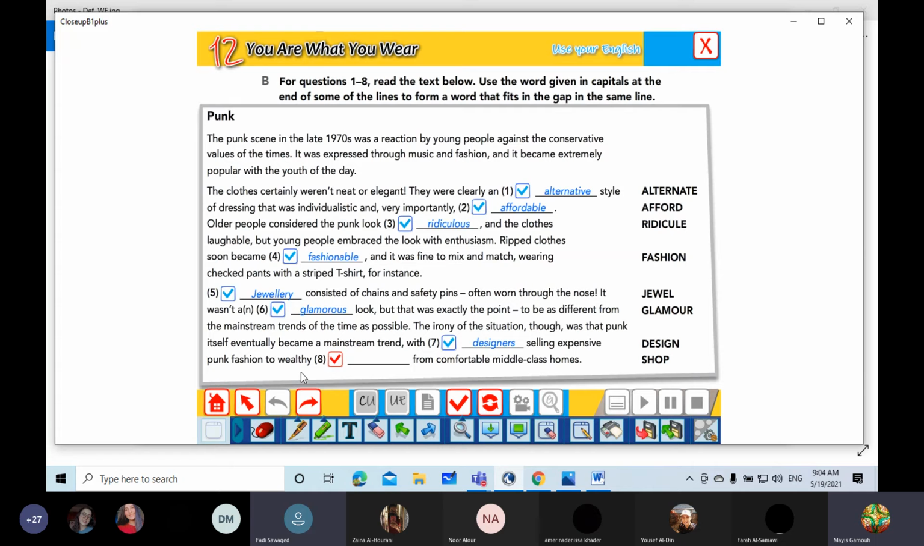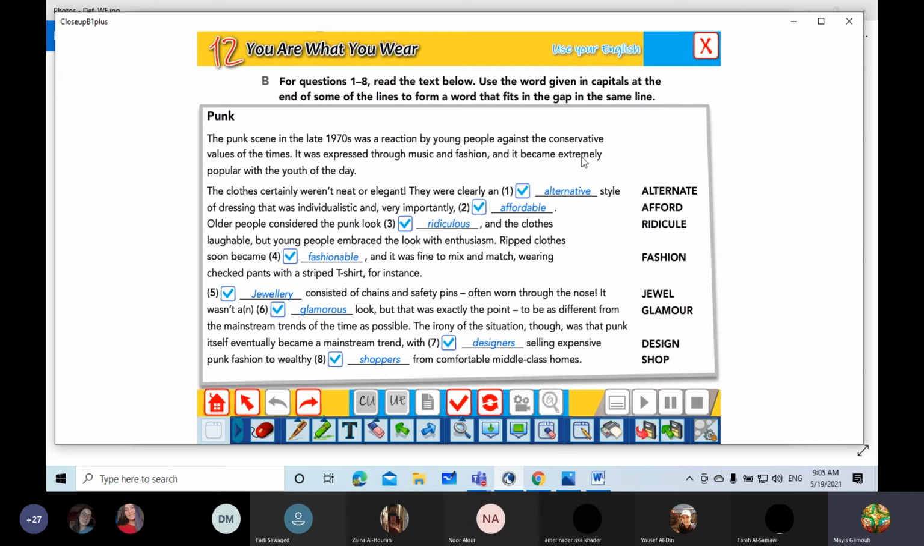Shopping, okay, to people, such as designers. So shop will become, I have to add an er. Shoppers, miss. Yes, shoppers. So designers sell to wealthy shoppers from comfortable middle class homes. Do you guys have any question regarding it? No, teacher. All right, so here we will be done with our exercises, because I didn't want you to answer exercise C.